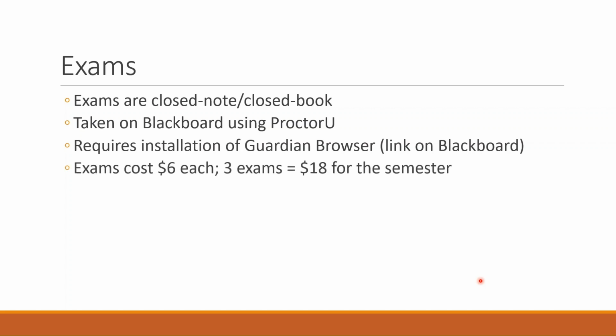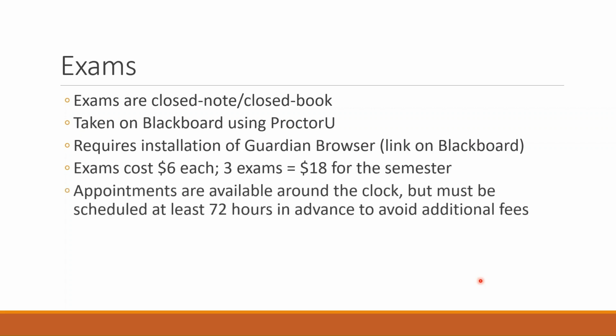Now, the pricing may have changed this semester, but last time I checked, exams were $6 each. There's 3 exams in the semester, so you're looking at about $18 total for the exams. Since it's $18 total, if you can't afford that, I can make a special exemption for you to take it at the testing center in person. You have to take it in person if you want to do it at one of CAC's testing centers. Let me know ahead of time. Appointments with ProctorU are available around the clock.